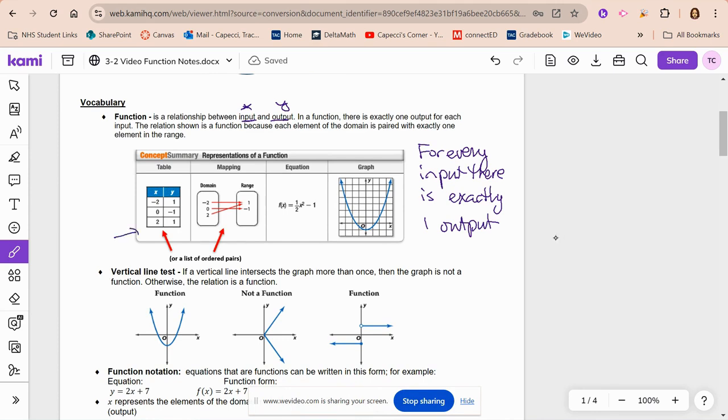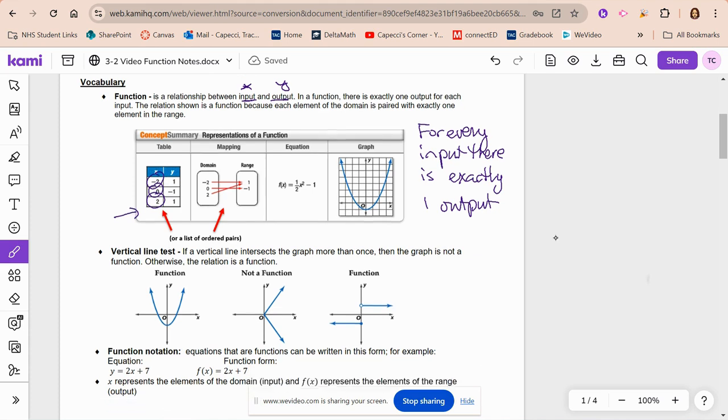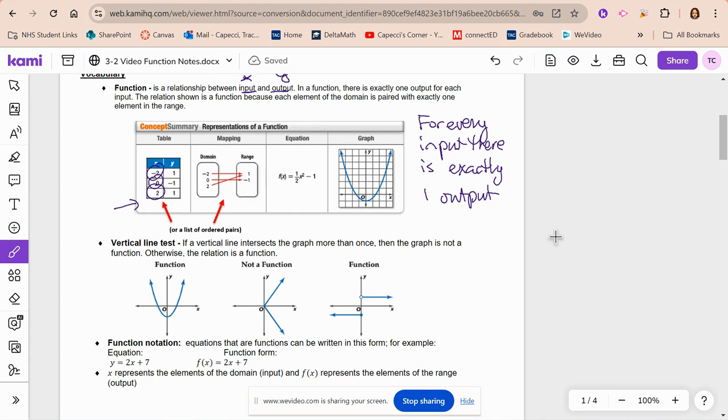So in this first one, the table, each of these x values only appear once. So that's a function. When looking at mapping, this -2 is only listed once, and there's only one arrow going from -2 to 1. 0 goes to -1 and 2 goes to 1. So it's okay that the range has 2 arrows going to it. We just can't have 2 arrows coming from my domain.